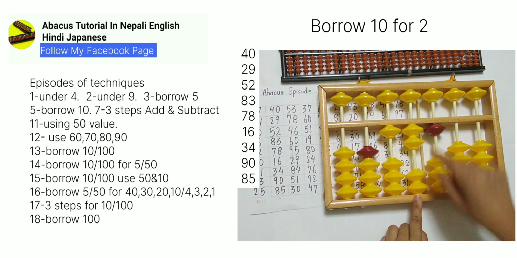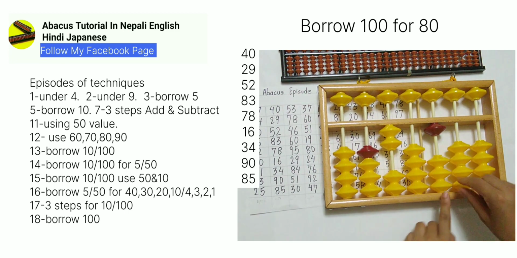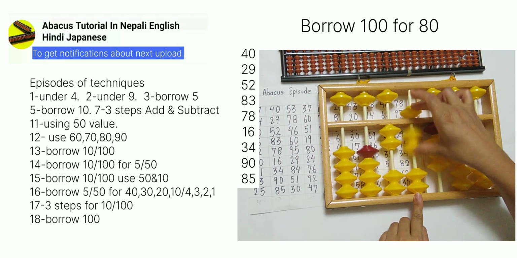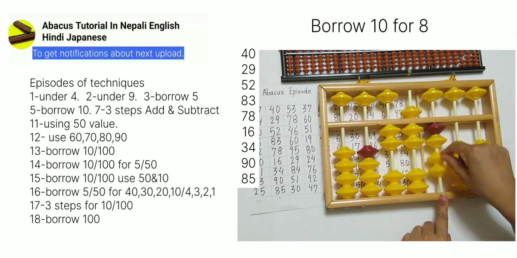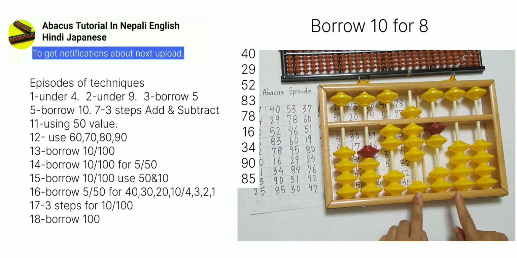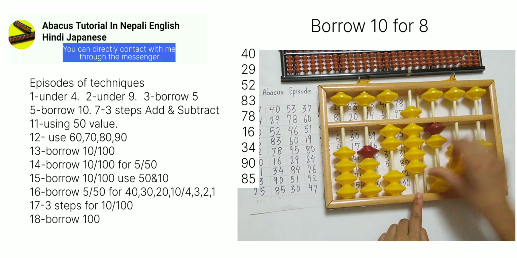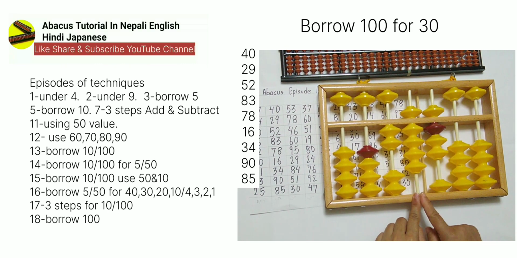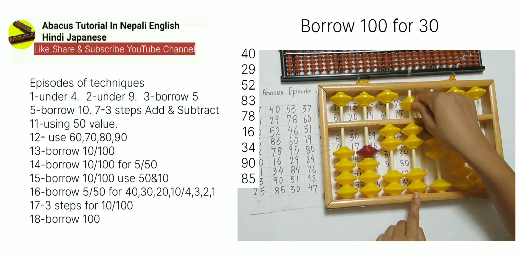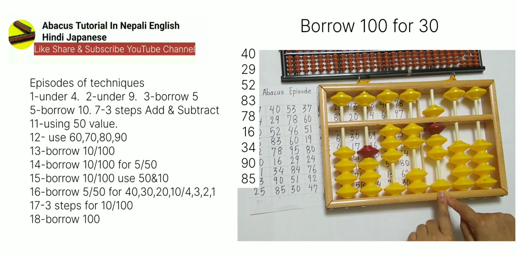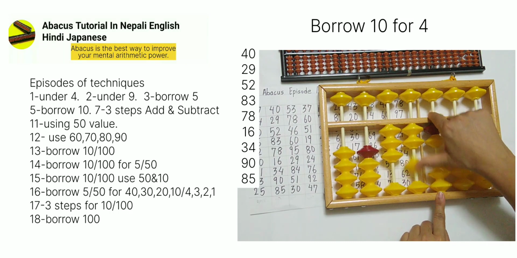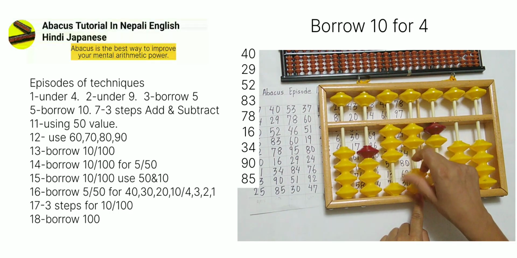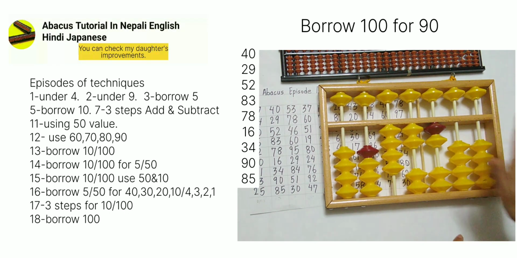83. For 80 you have to reduce 20, borrow 100 and this is 3. 78, this one is 70 and for 8 reduce to borrow 10. 1, 6, 16, this is 1 and this is 6. 34. For 3 means 30, you have to reduce 70, borrow this 100 and 4 you have to reduce 6, borrow this 10. 9, 0, 90. For 90 reduce 10, borrow 100 and 0.